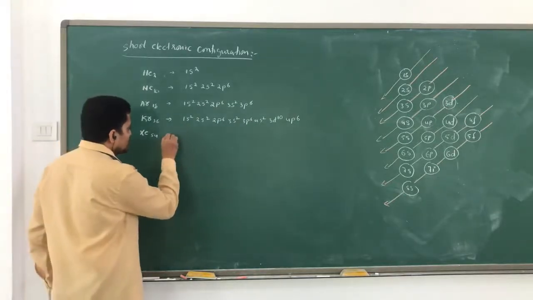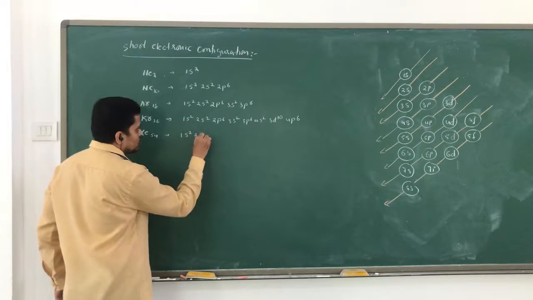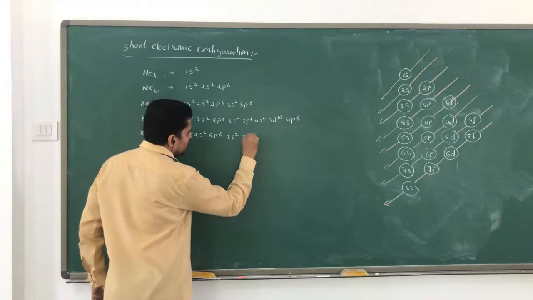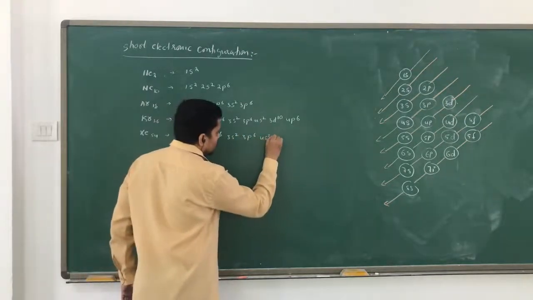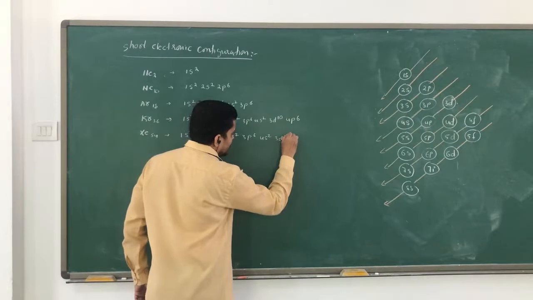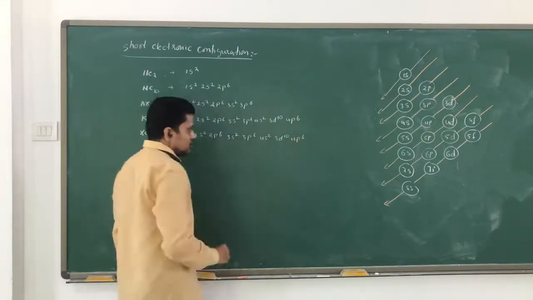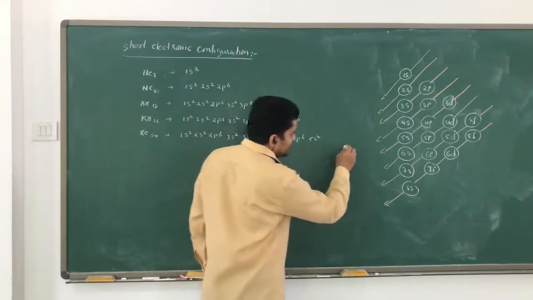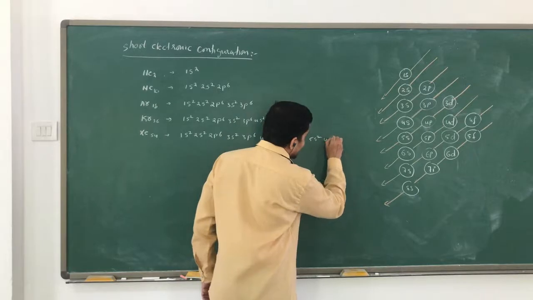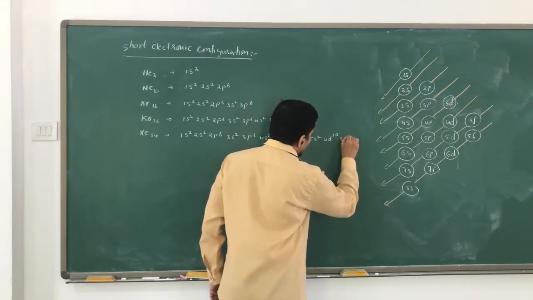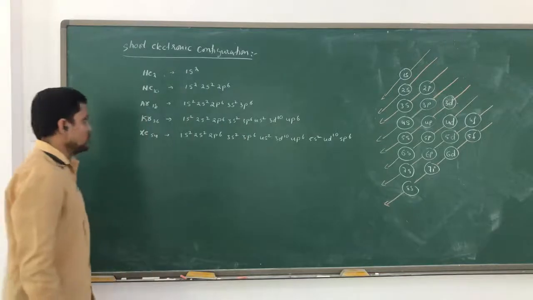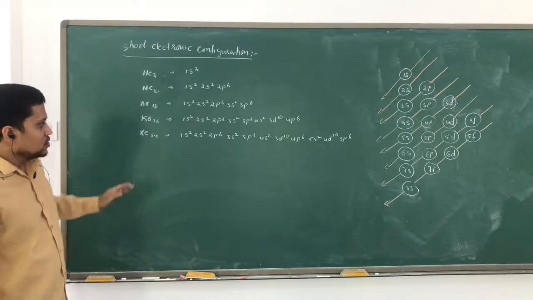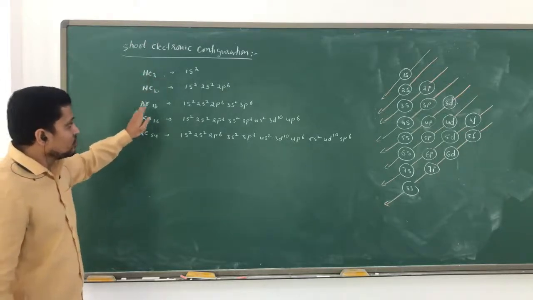In the same way for xenon: 1s2, 2s2, 2p6, 3s2, 3p6, 4s2, 3d10, 4p6, then 5s2. After 5s2, we have to go for 4d10 and 5p6, total 54. In this way we know the electronic configuration of these elements, and we must know these electronic configurations.